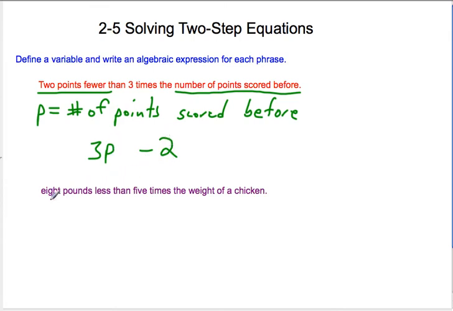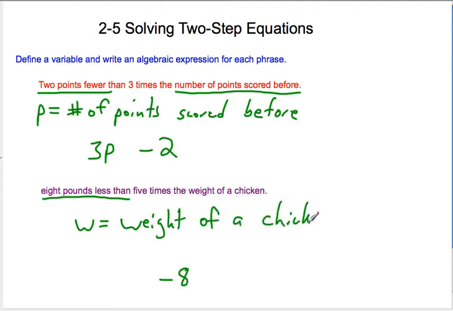Now let's practice with another one here. 8 pounds less than. Okay, well 8 pounds less than 10 pounds would mean like 10 minus 8. So we know that 8 pounds less than is minus 8. 5 times, oh sorry, I jumped the gun on this. I did what I just told you not to do. Let's define that variable that we don't know. The weight of a chicken. We don't know that. So let's call that W equals weight of a chicken. Alright, now that we got that, sorry to go out of order there.